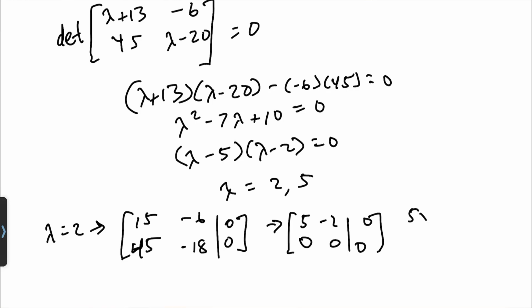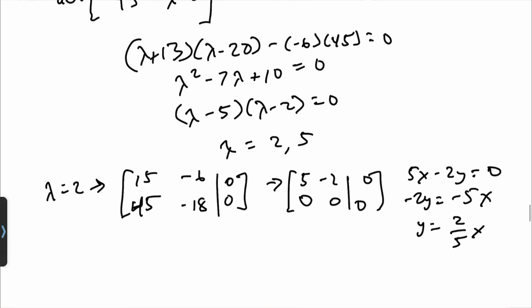So then I can write this as 5x minus 2y equals 0. So y equals 2/5 times x. Now, I want to get a vector that kind of represents this equation here. I want to get integers in my vector. I don't want to deal with fractions. What I'm going to do is I'm going to set x equal to 5, because if we have 5 here, we can knock out the 5 in the denominator, and we will get y equals to 2. And so our eigenvector is going to be 5, 2 for the eigenvalue of 2.